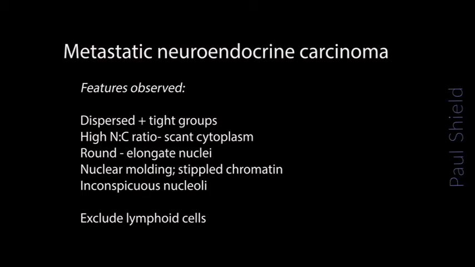We would do that morphologically, initially by seeing an absence of those lymphoid characteristics I talked about in the last case. So the crescent of cytoplasm, very dispersed population, and the presence of moulding, stippled chromatin, inconspicuous nucleoli, all features favouring against lymphoma, as is the degree of variation in nuclear size and shape. Lymphomas are rarely as pleomorphic as that.